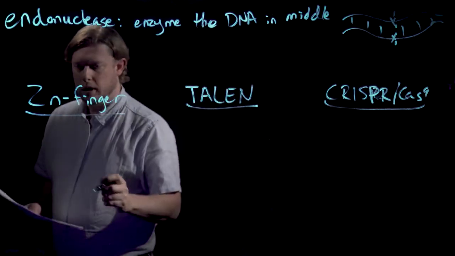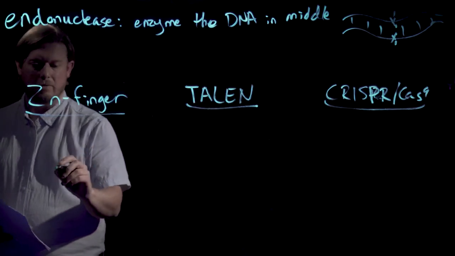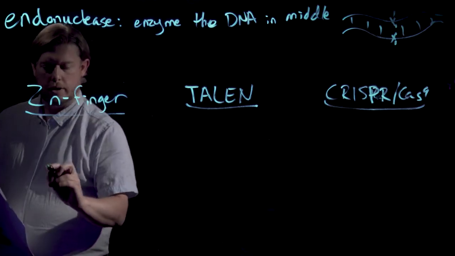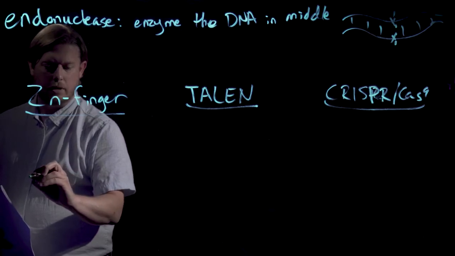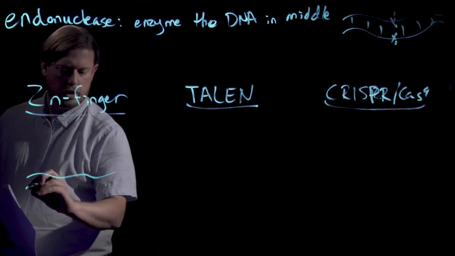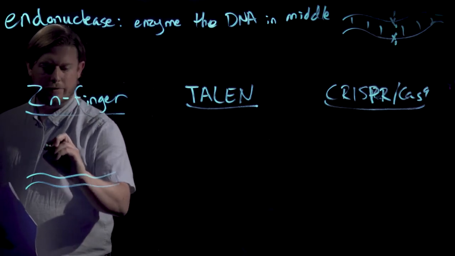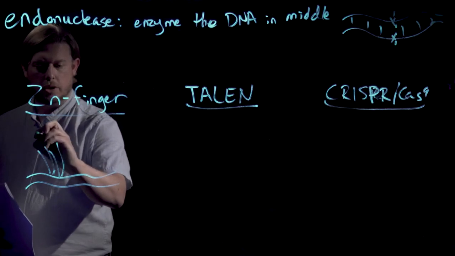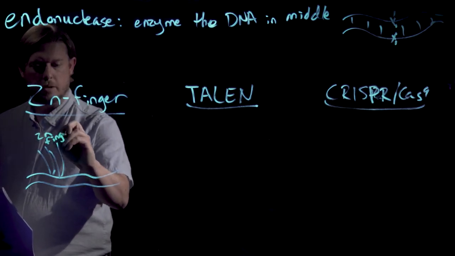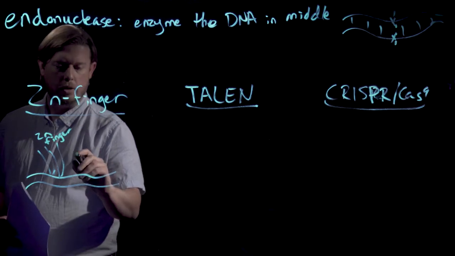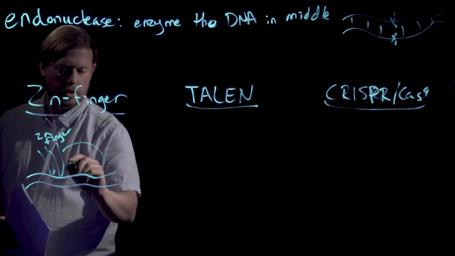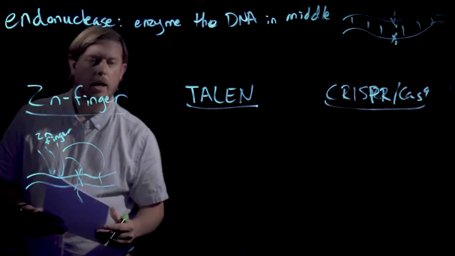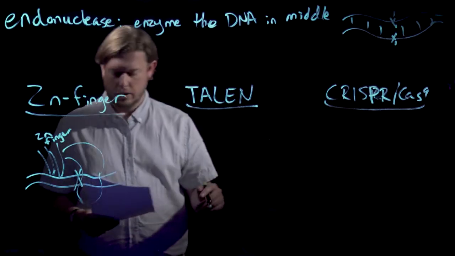So zinc finger restriction endonucleases are a type of endonuclease that are constructs that involve the fusing of a zinc finger binding domain. So if we have our double-stranded DNA, we would have a zinc finger recognition domain that is going to recognize a specific sequence of DNA, and it's going to be fused to an endonuclease domain, which is going to cut that DNA adjacent to that targeted binding sequence.